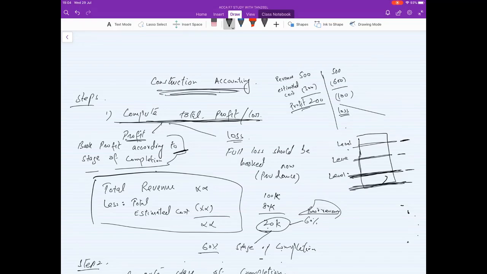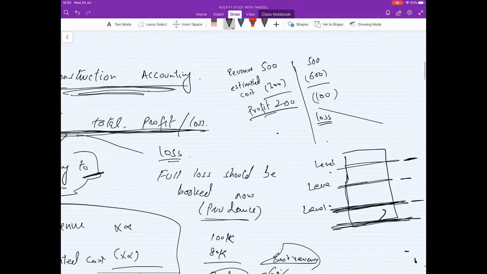So we will have to compute the total profit, and if it is profit, then book profit according to the stage of completion. If the project is giving you the profit, then book it according to the stage of completion. And if you are having a loss, then book the full loss at the same moment. You need to book the loss because of the prudence concept. I'll give you the example.